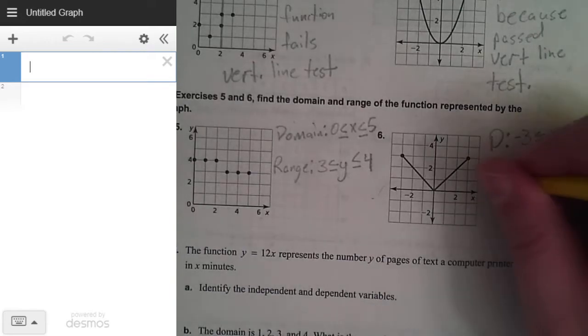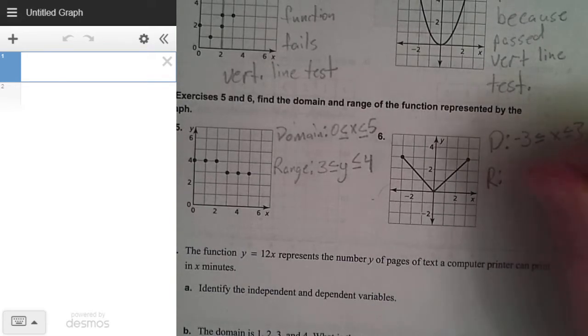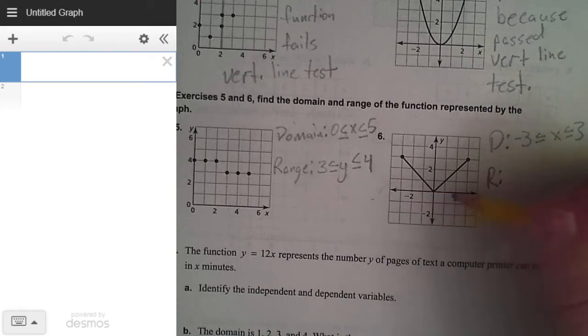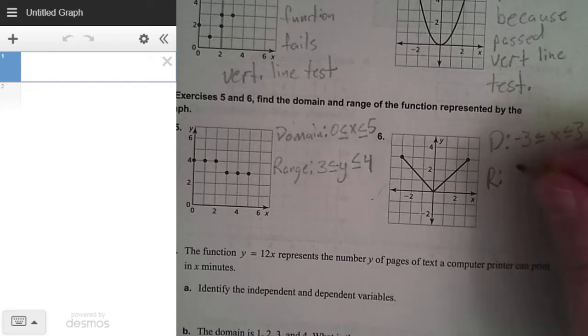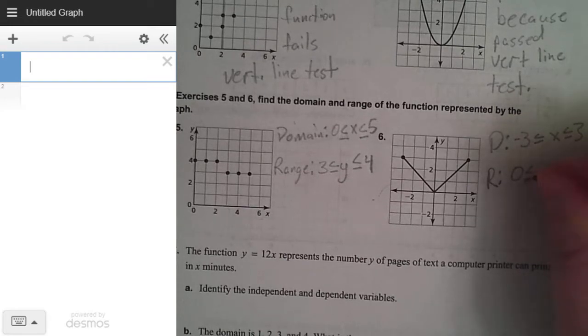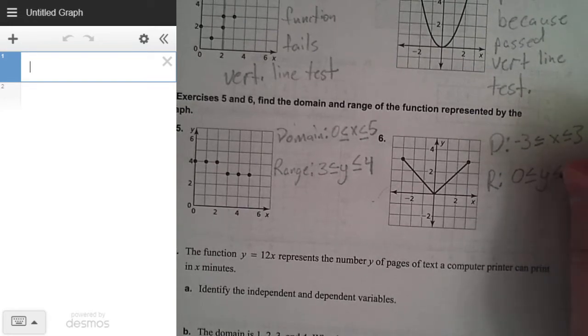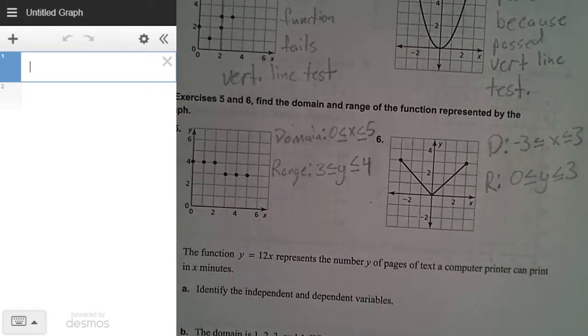Okay, and then our range, you can just put a big R there. It is, so our possible Y values, so it includes 0 all the way up to +3. So from 0 to 3. So we're just using those inequalities that we looked at last unit and writing our domain and range.